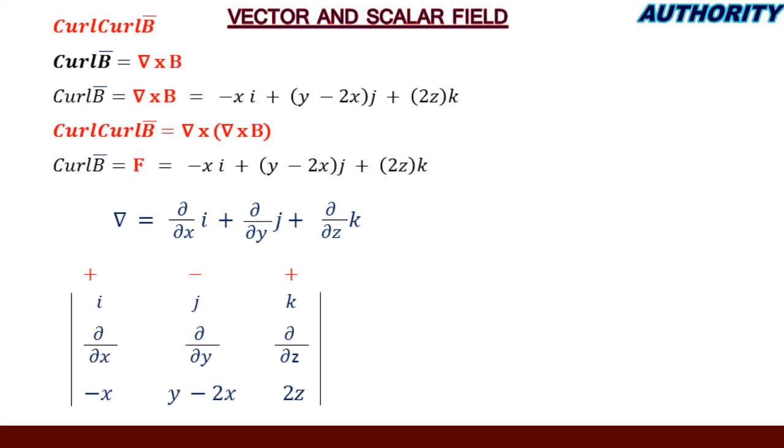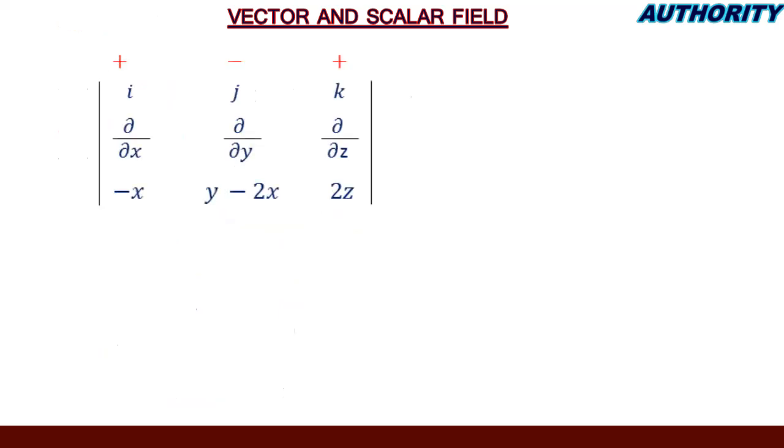So now let's pick the first one, which is i. We cover the first row, first column. When you do so, we are going to have a 2 by 2 matrix, and we find the determinant of this 2 by 2 matrix. We are going to have the partial derivative with respect to y of 2z, minus the partial derivative with respect to z of y minus 2x. This is the first one.